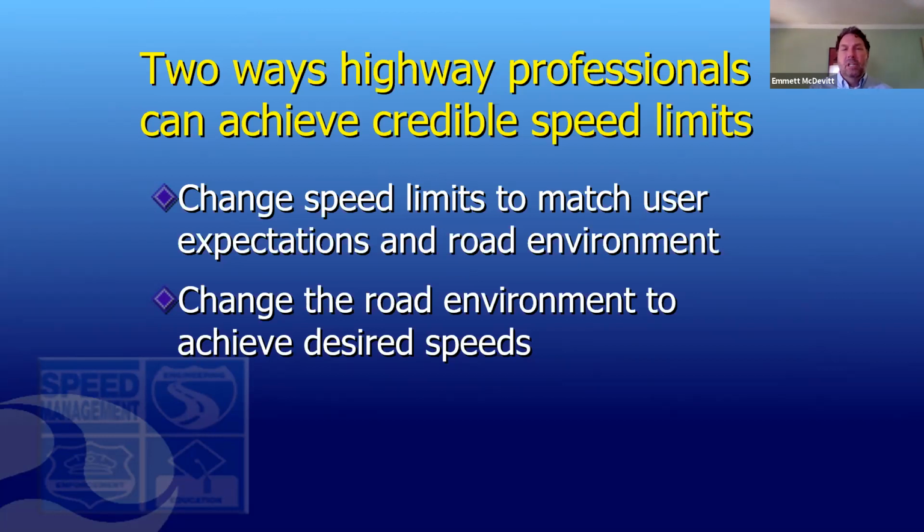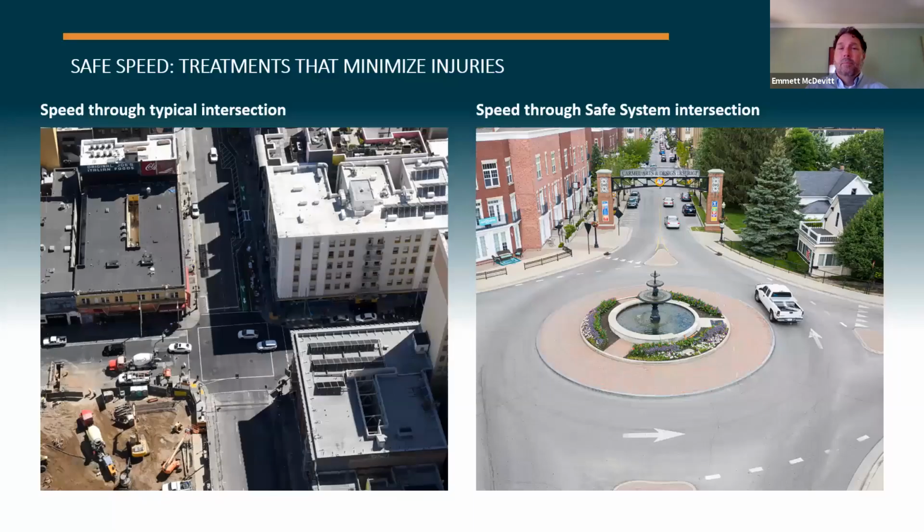The second thing is we need to change the road environment to achieve the desired speeds. And you'll see that in the next few slides. And maybe you've even incorporated some of these features in your roadway system. Obviously, if we have speed through a typical intersection, like a gun barrel, we shouldn't expect anything other than a bullet going through it, right?